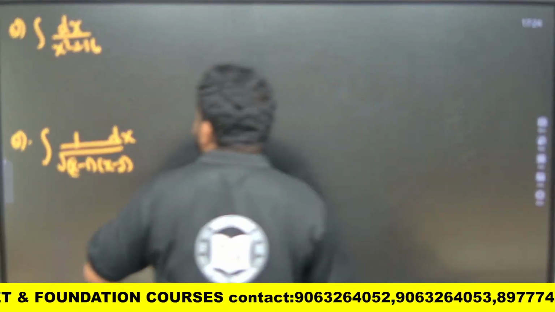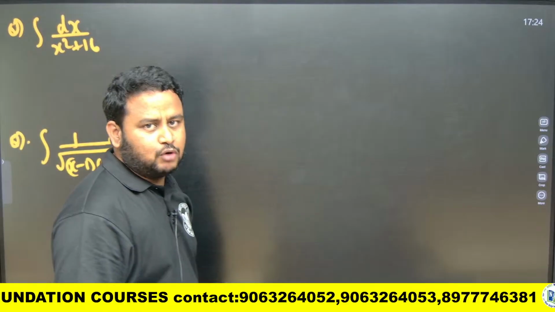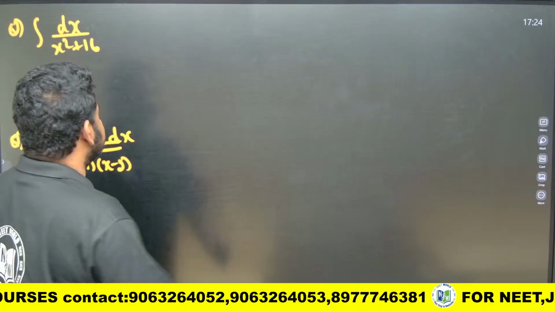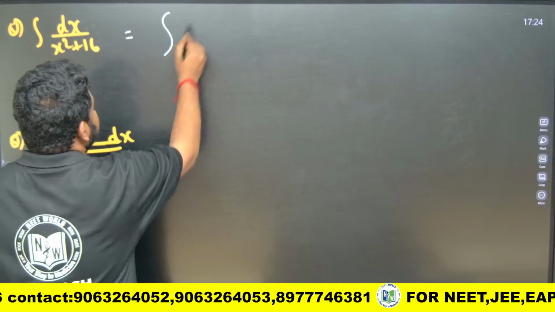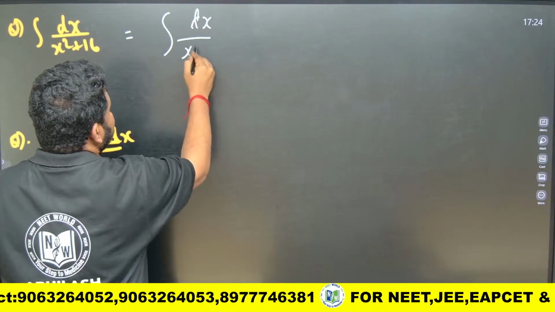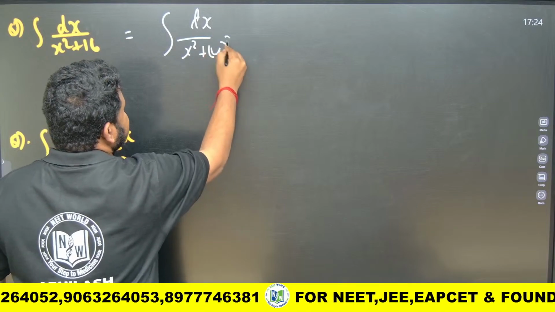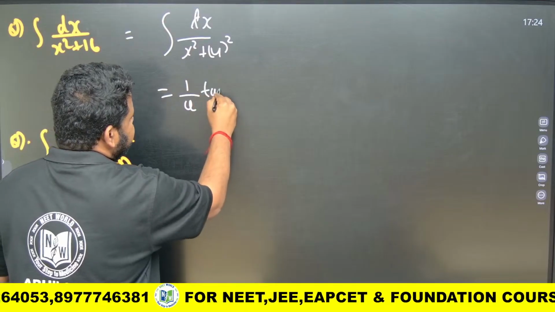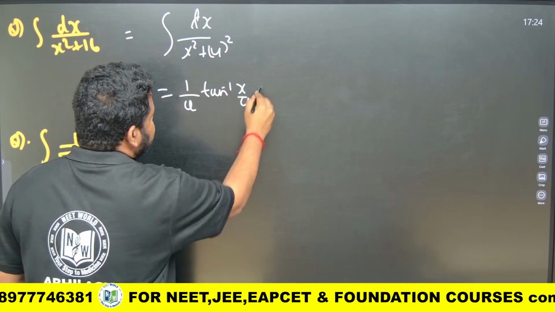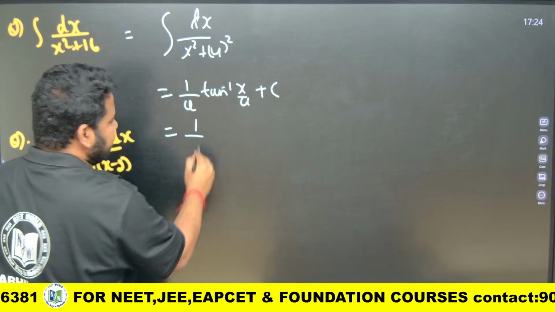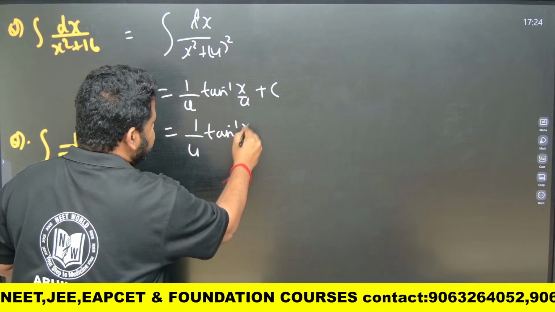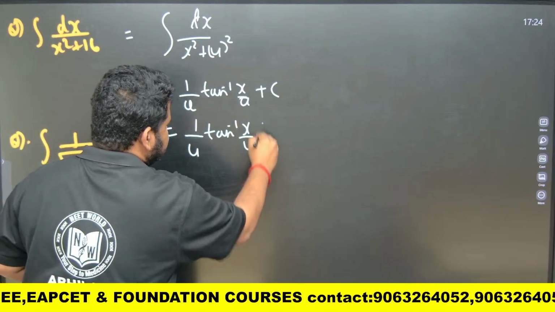So they have given some questions based on the standard results. So how to solve such questions? They have given integral of 1 by x square plus 16, that is nothing but what? I can write it as dx by x square plus 4 whole square, that is integral of 1 by x square plus a square, that is nothing but 1 by a tan inverse of x by a plus c. So 1 by a is what here? 4. 1 by 4 tan inverse of x by 4 plus c. This is the answer to this question.